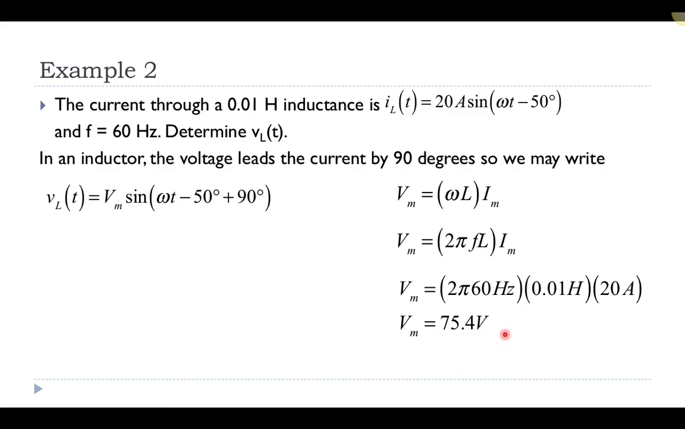So I can plug this value in for the amplitude of my voltage supply, and I can take 90, which is positive, plus a negative 50, and I get 40 degrees. And so my voltage across the inductor would be 75.4 sine omega t plus 40 degrees, which is leading the current by 90 degrees.